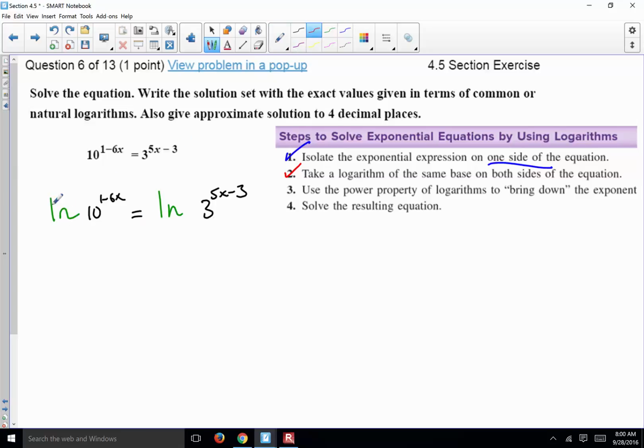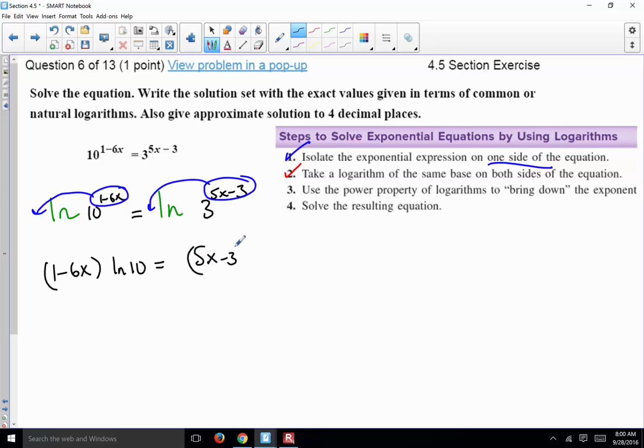Well, can I do this now? Can I say these are canceling and we get 1 minus 6x and 5x minus 3? Can I? No, because ln has base e. This is 3. They are not matching. So you can't cancel them, but you can at least move these guys in front. Okay? So it's 1 minus 6x times ln 10 and 5x minus 3 times ln 3.